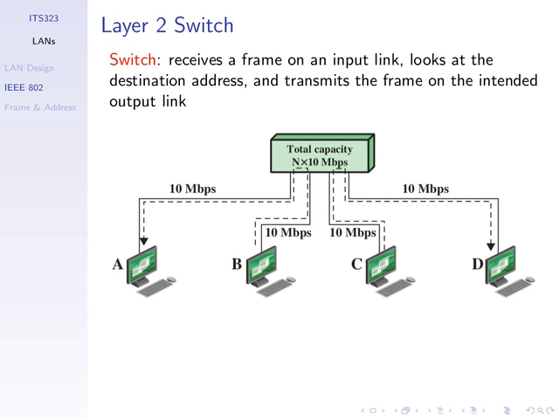For this to work, the switch needs to know that station C is attached to this link, and it needs to do some processing in the switch. That is, the device itself needs to be more complex than a hub, and therefore is more expensive, because it needs to look at the header and read the address and then know to transmit it on this link only.